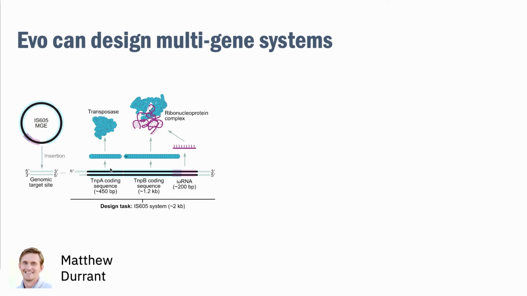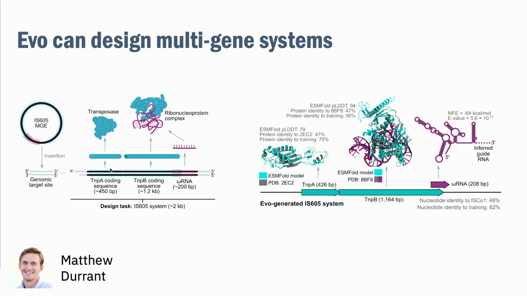So these are actually very minimal self-replicating systems. For example, this is the IS605 mobile genetic element that encodes 3 different genes, so 2 proteins. And these proteins don't actually bind to each other in order to accomplish the function of the MGE, but they do work together. And one of these proteins also binds to this omega RNA. And we can also show that we can get coherent generation of these systems in terms of their AlphaFold predicted structures or their predicted RNA secondary structures, where we have all the right components in place.